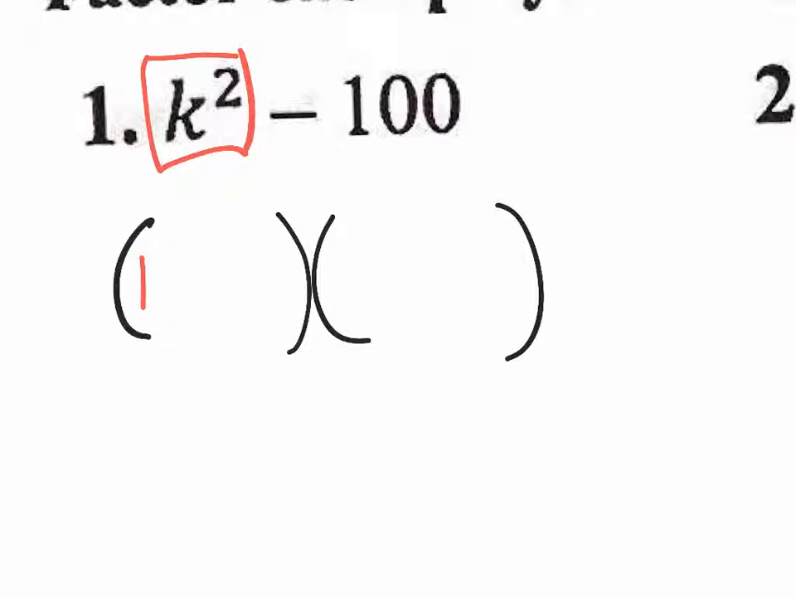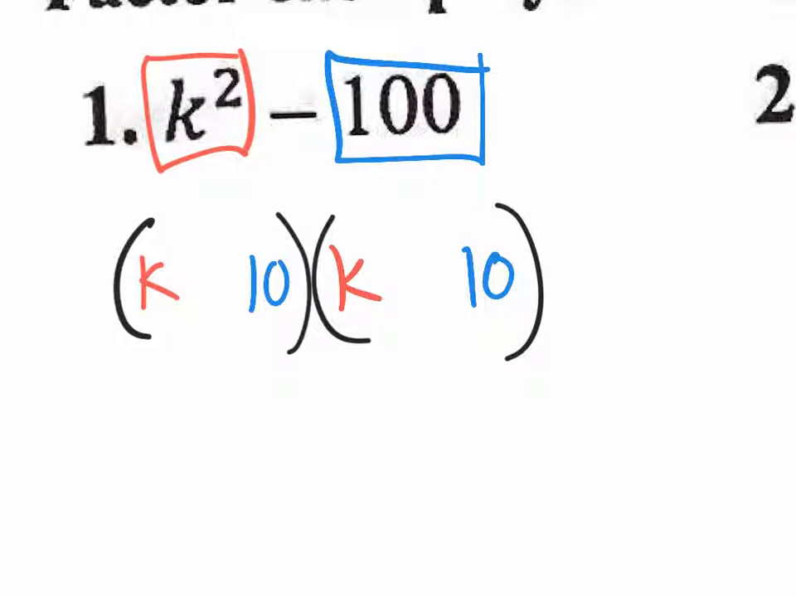So number 1, do we have a difference of two squares? Yes, it's a difference, a minus sign. This is a perfect square term, that's a perfect square term. So if you wanted to use the difference of two squares method, let's do that, right? What is the square root of k squared? It's just k. What is the square root of 100? 10. So you put the k there, you put the 10 there, and what about the signs in between? Positive and negative. One positive, one negative, or one negative, one positive. Doesn't matter as long as they're different.